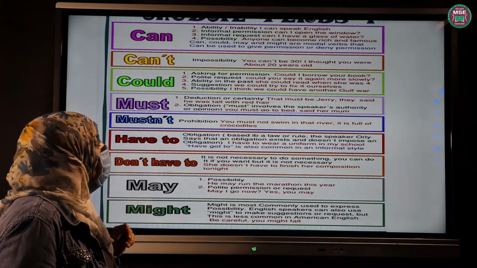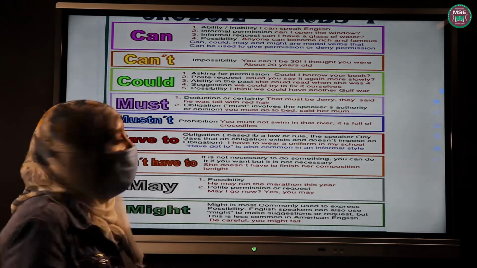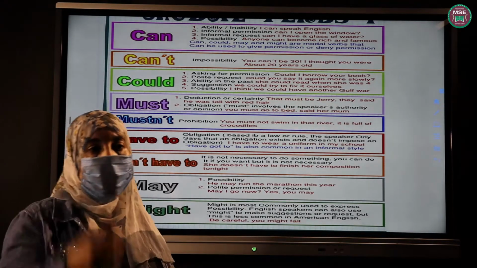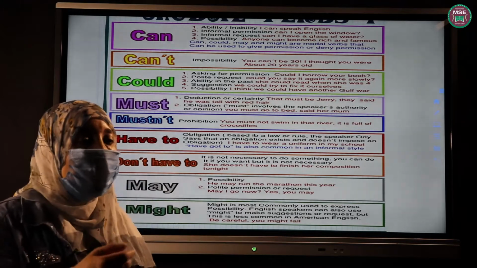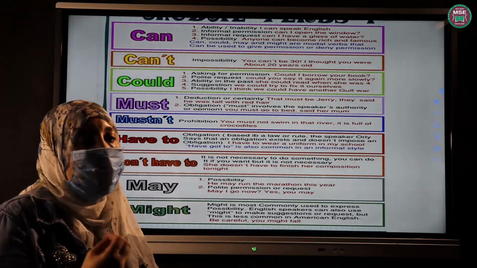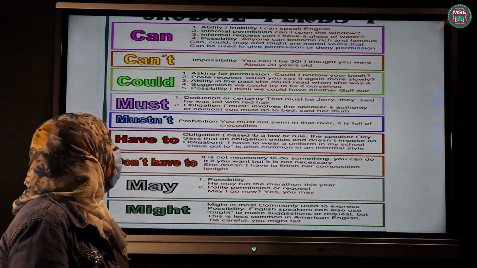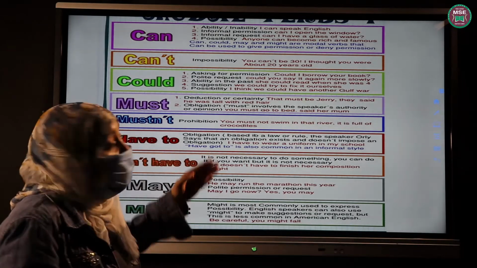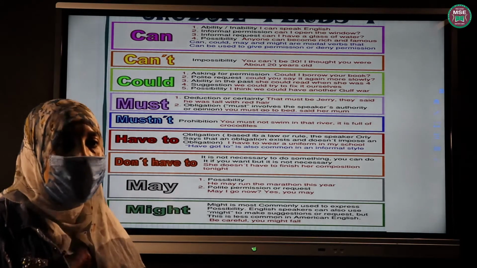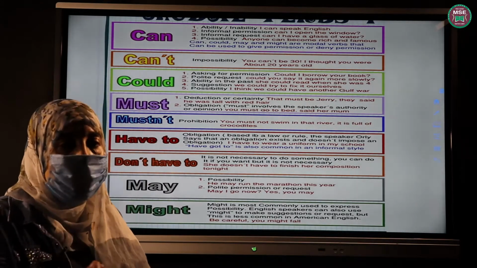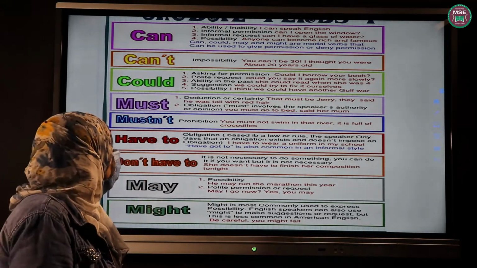Could. Could can be used to ask for permission, and it's polite permission. For example, when a student is asking his teacher, could I borrow your book? Or you are taking the book of your friend, so you say, could I take your book? Could I borrow your book? Polite request. Could you say it again more slowly? For example, you are in class and you ask your teacher to say the example again or to explain the lesson again, but more slowly. Could you say it again more slowly?